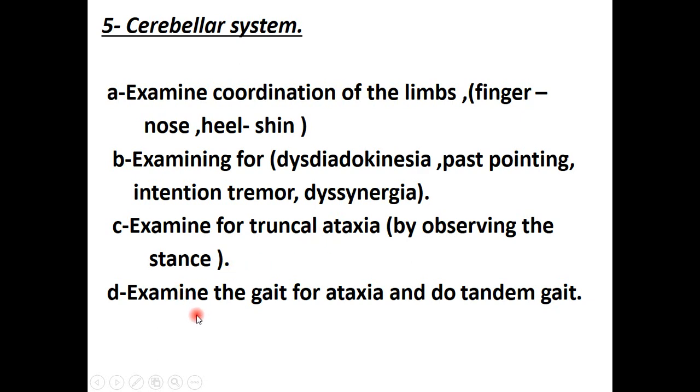Then you have to examine the gait of the patient. We have many types of gait, as we discussed before. One of the abnormal gaits we see in cerebellar lesion is ataxic gait or drunken gait. And you have to do tandem gait, walking heel to toe along a line, and see if the patient has an ataxic gait or a normal gait. Now we finish examination of the patient neurologically. Thank you very much.